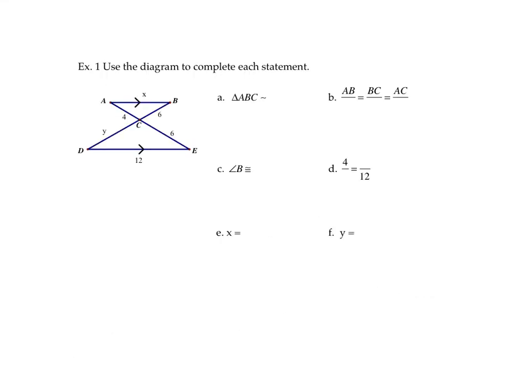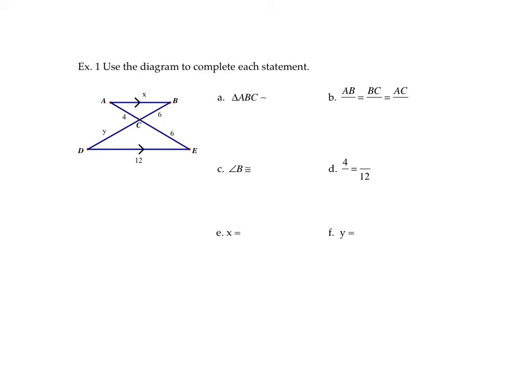Okay, in our first example, it says use the diagram to complete each statement. Well, first, in part A, it's asking us to determine if these two triangles are similar to each other. So we want to say triangle ABC is similar to what other triangle. So use your diagram, take a look at the markings.